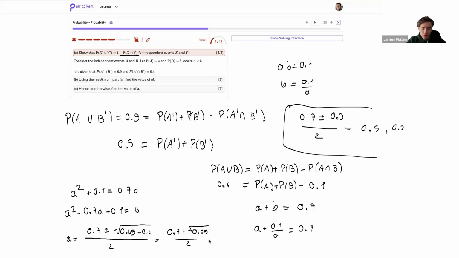Okay, so I must have a is equal to 0.2, because it's the bigger one. If a was, let's say, 0.5, then b would be bigger. So that one cannot work.